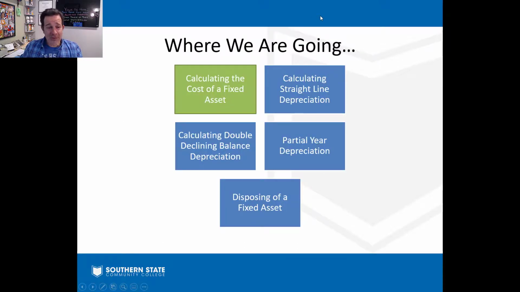So where are we going from now? We got the idea down about the definition of a fixed asset, calculating the cost of a fixed asset. Now we're going to actually do a little math here and calculate depreciation. I'm going to show you two separate ways to do that. In our follow-up videos, we'll talk about a partial year depreciation, and we'll also talk about how to dispose of a fixed asset. And so a lot to cover in our unit on fixed assets.